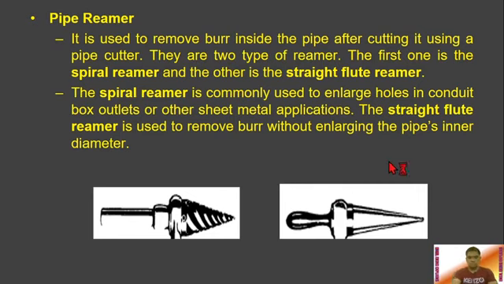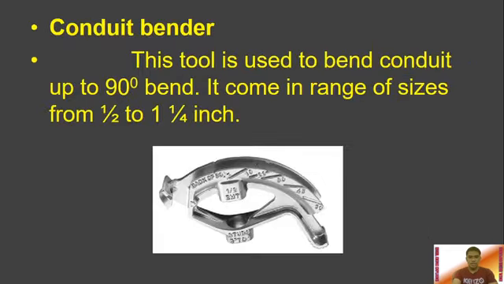Then we have here the conduit bender. This is another name for the conduit bender, or the hand pipe bender. So they are the same. It is used to bend conduits up to 90 degrees. As you can see here, we have 90 degrees in here.